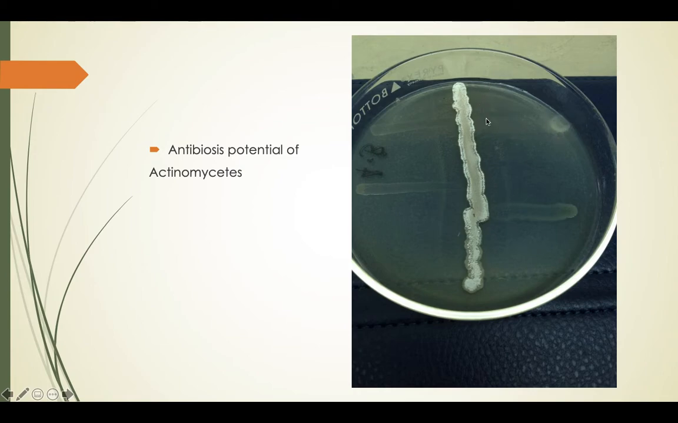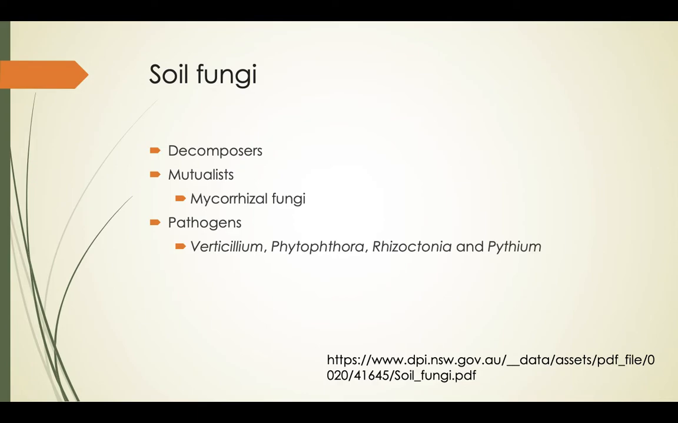And you can see there's a zone of clearing here. You notice, this zone is an area where your actinomycetes secreted secondary metabolites that are against the other microbes that I grew in the perpendicular orientation. Okay? All right. So much about soil bacteria.